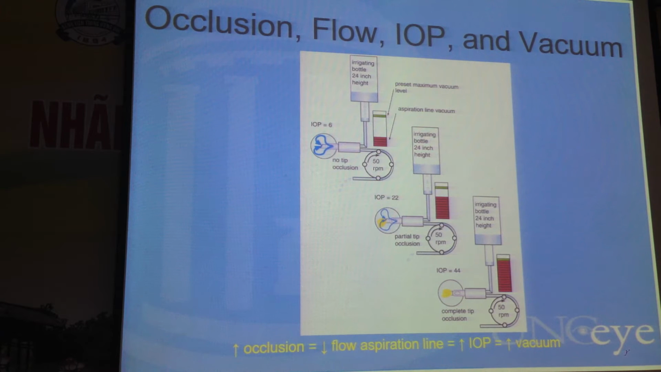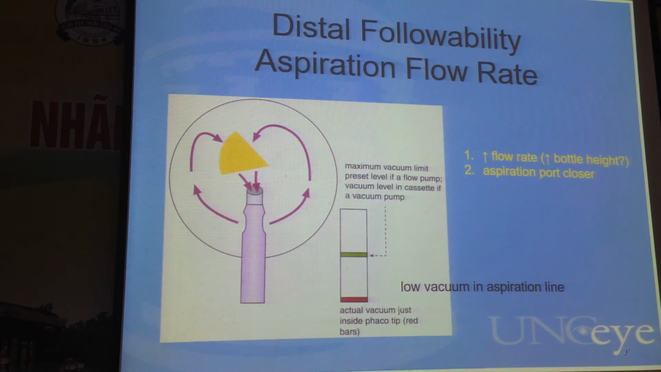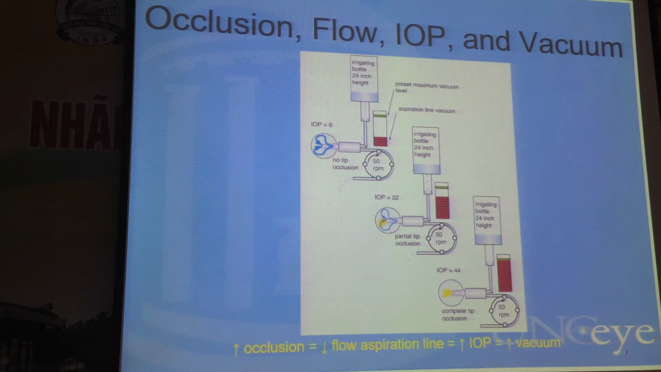So, what happens if you have occlusion? If you have a partial occlusion, then the intraocular pressure goes down. If you have total occlusion, then the intraocular pressure, as you see down here, goes back up to what is determined by the bottle line. And what we're actually doing is alternating between partial occlusion and total occlusion of the phaco needle, as we're going to see.